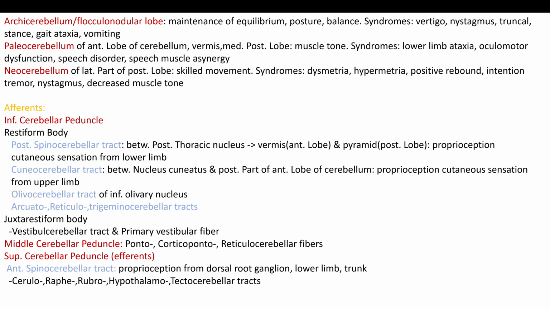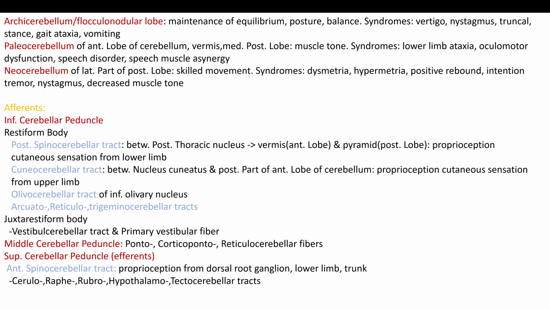There are the following connections. First of all, we have the afferent connections with the inferior cerebellar peduncle, which contains both afferent and efferent fibers. First, we have the restiform body. It has a posterior or dorsal spinocerebellar tract.